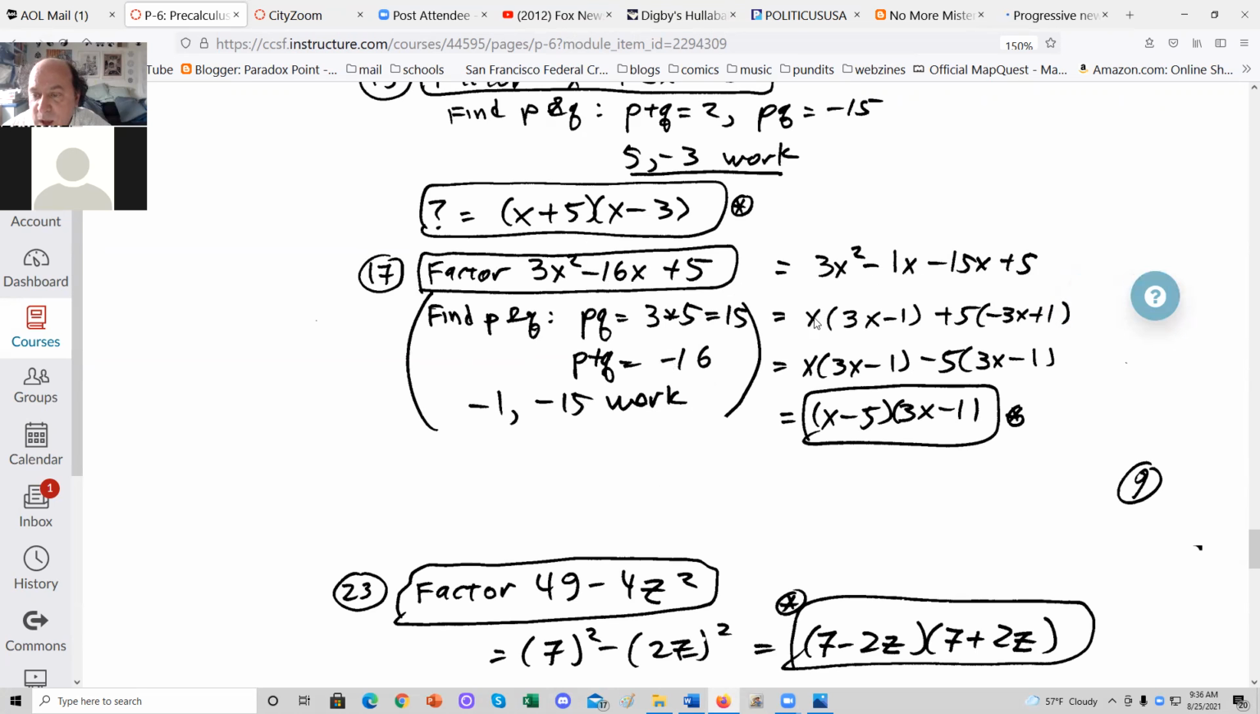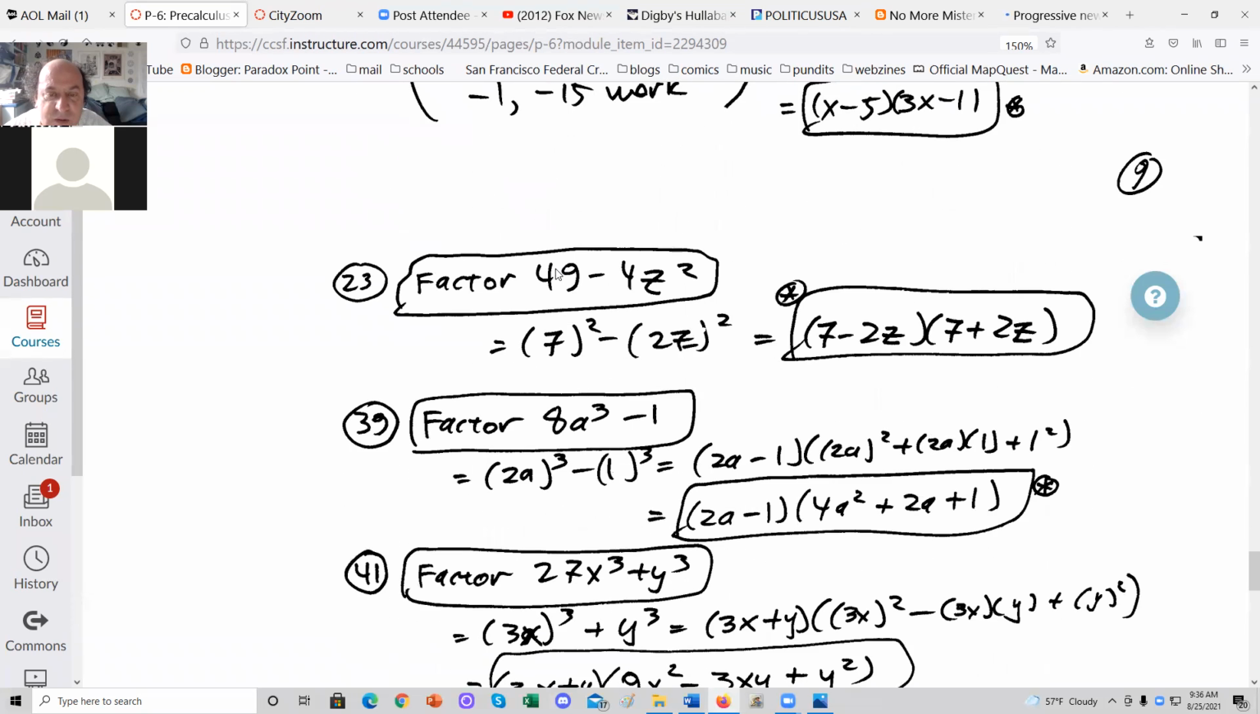These first two terms have a common factor of x times 3x minus 1. These next two terms have a common factor of 5 times minus 3x plus 1. But whoops, slightly wrong turn. This is 3x minus 1. This is minus 3x plus 1. They're not the same. In fact, they're opposite. So what we do is pull out a negative 1 from the minus 3x plus 1, and we get negative 5 times 3x minus 1. Remove a common factor of 3x minus 1, and we're left with x minus 5. So x minus 5 times 3x minus 1.